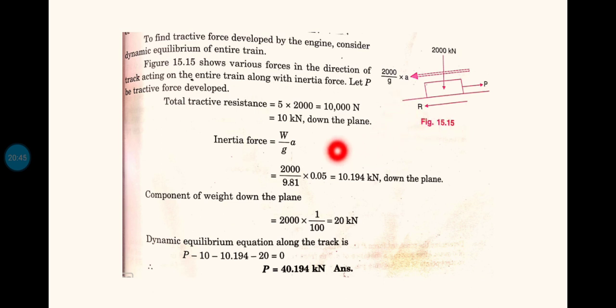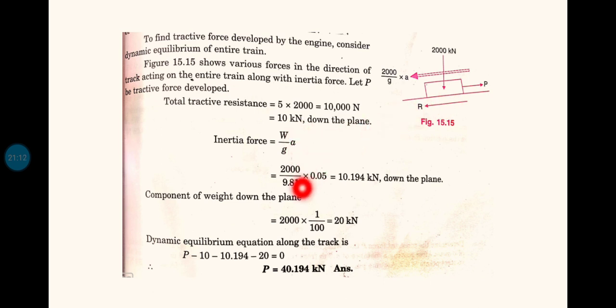So I am writing the dynamic equilibrium equation. Before that I am calculating each term, then it will be very easy. Total tractive resistance, as we have told, for each 1 kilonewton the resistive force is 5 newton. Total weight is 2000 kilonewton. So 5 into 2000, 10,000 newton will be the total tractive resistance. So R value is 10 kilonewton, 10,000 newton means 10 kilonewton down the plane in this direction.